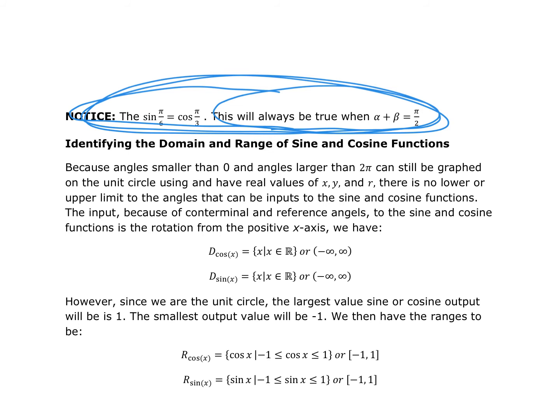That means my input, because of coterminal and reference angles of the sine and cosine functions, which will make more sense when we start to graph these sine and cosine waves, is always going to be the rotation from the positive x-axis. We know the domain of our angle. I'm going to use x as a dummy variable. x is just a dummy variable for my angle. The cosine of my angle is going to be any real number. So in other words, my domain of cosine is any real number. And the domain of my sine is also any real number.